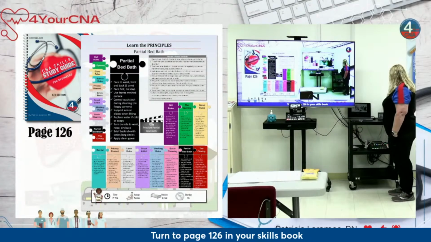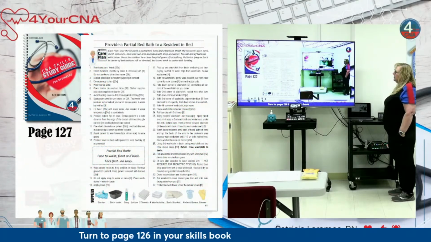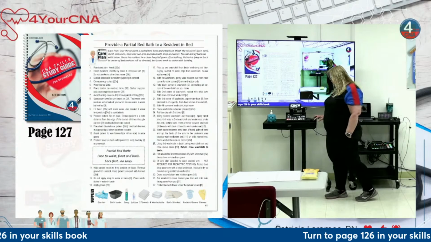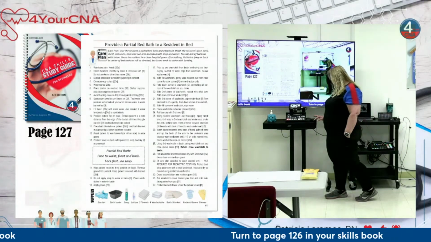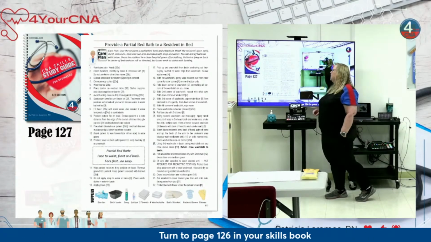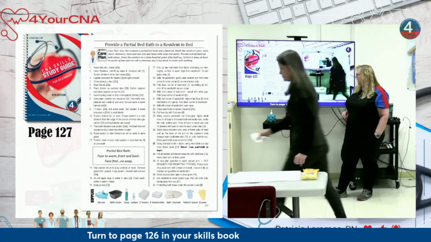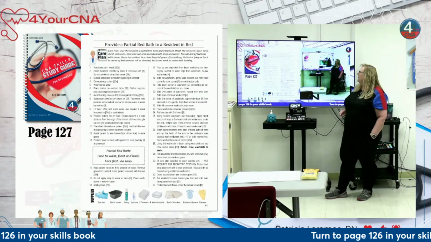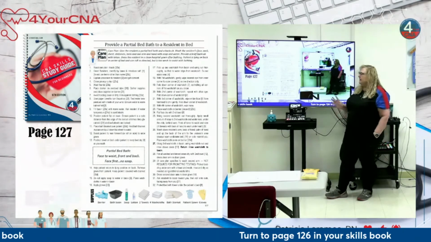All right. Not a whole lot to learn, though. So for this skill, if we look at the care plan on page 127, it tells us to give the resident a partial bed bath and a back rub. Let's stop there for a second.